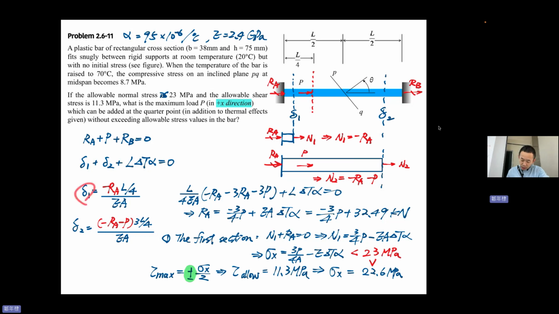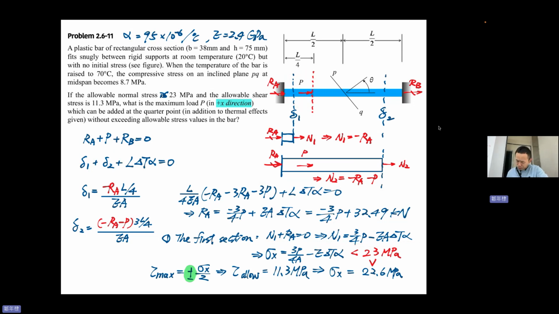Now we have delta 1, delta 2, and the deformation due to the thermal increment. Delta 1, delta 2, and the thermal increment summed up together become 0 because the bar is limited between the walls. Substituting that, we can get RA equal to this. So we found the unknown reaction force, right? When we know RA, we know N1. N1 means the first section, right?